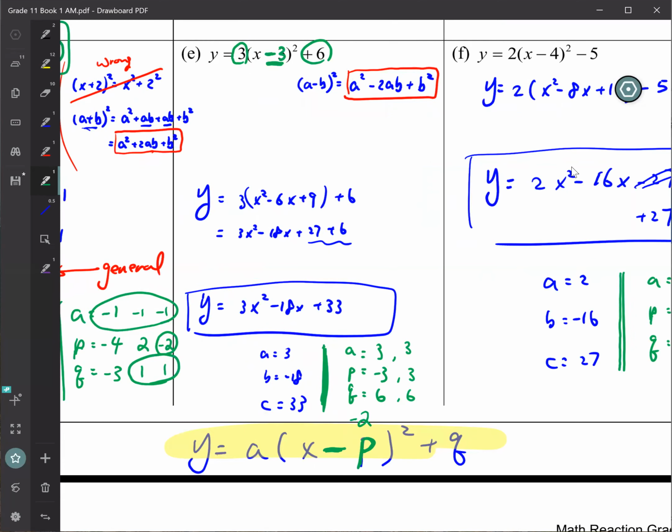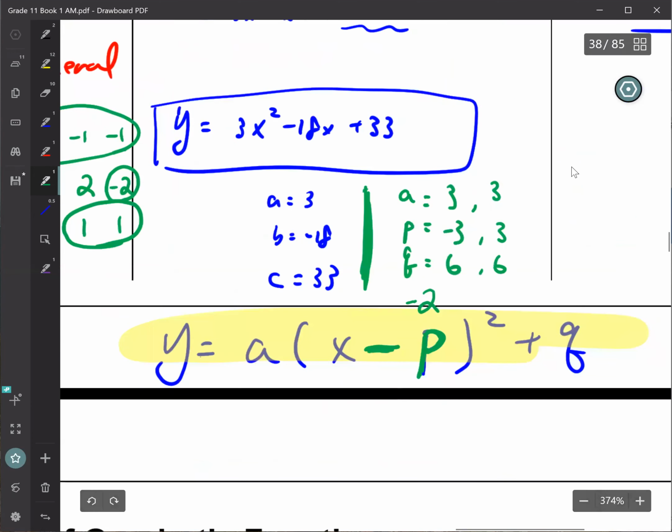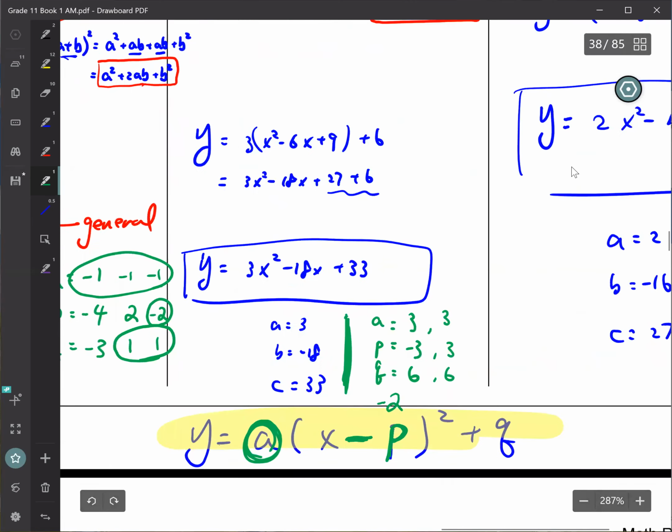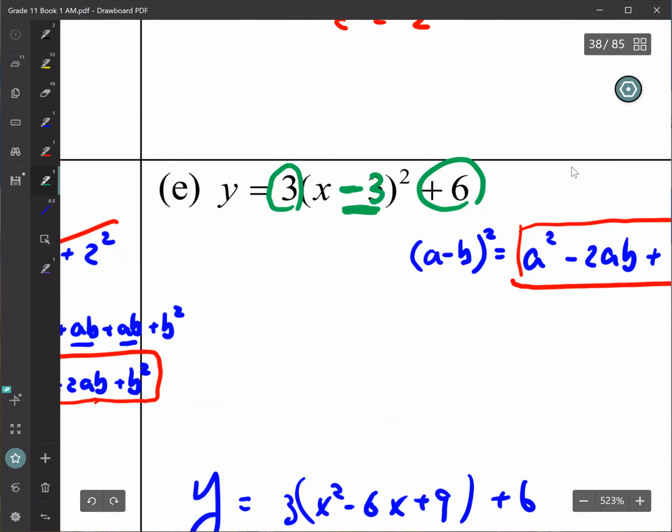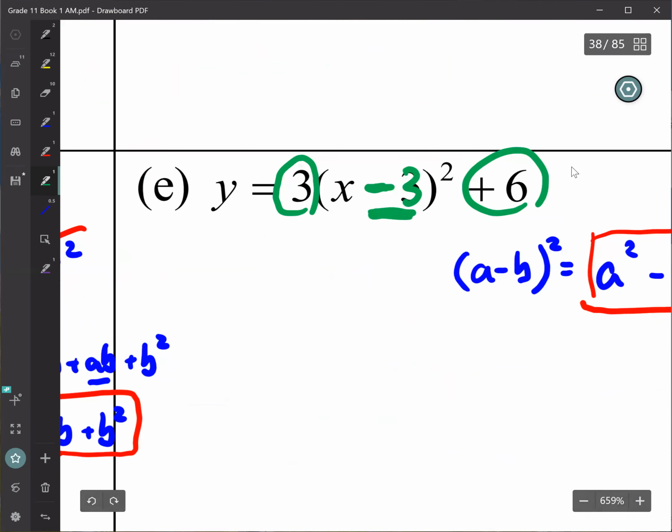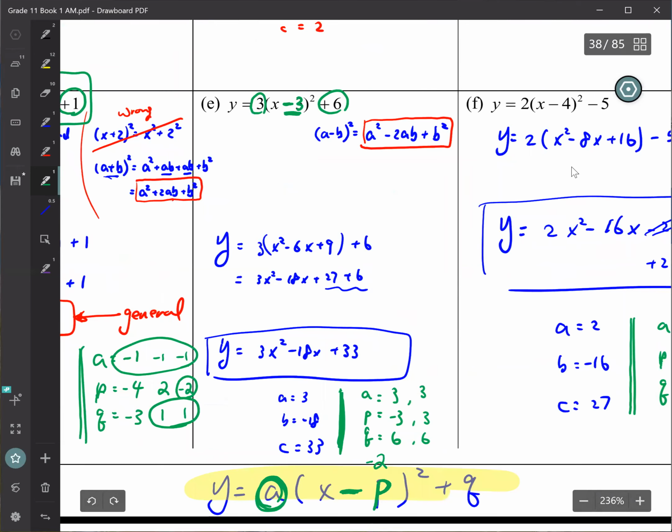Do you get question E, the A and Q? Do you know how to get A and Q? Not really. Okay, so look at the form down here. Nathan, you can keep your mic on. So A is in front of the brackets, right? Do you see the red green circle one? If you look at the question, what's in front of the bracket? What number? 3. Yes, so the 3 is the A, got it?